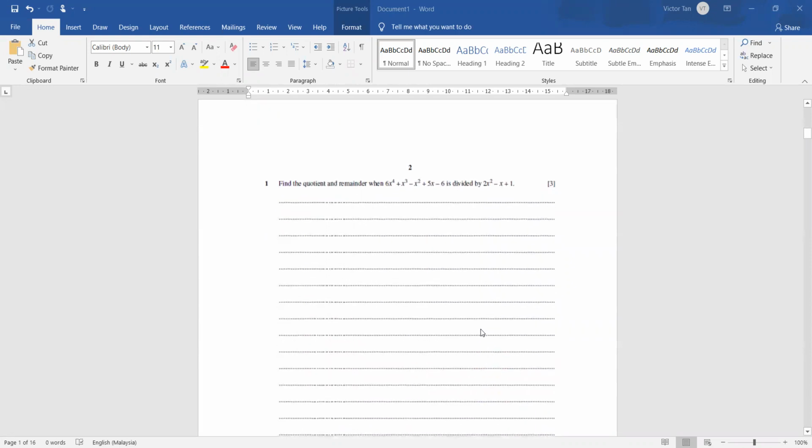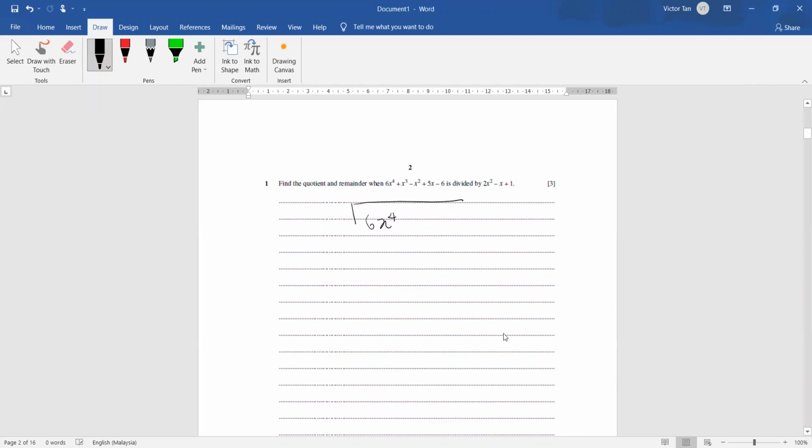Find the quotient and remainder when 6x^4 + x^3 - x^2 + 5x - 6 is divided by 2x^2 - x + 1. So what you can do is a long division. A long division would be better in this case. Okay, long division.